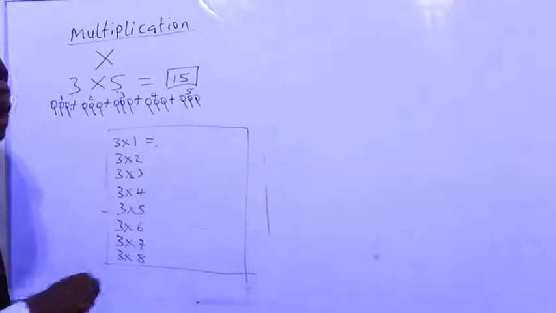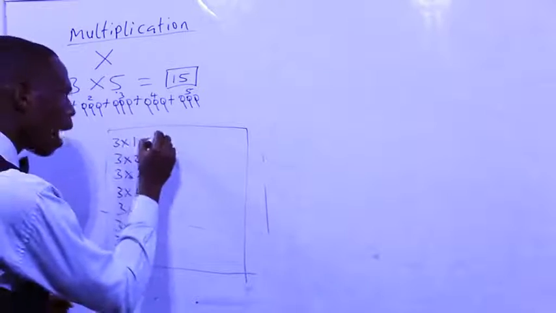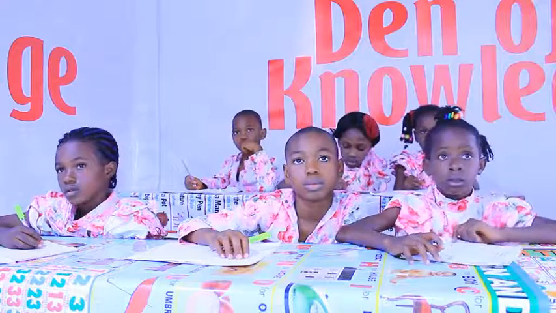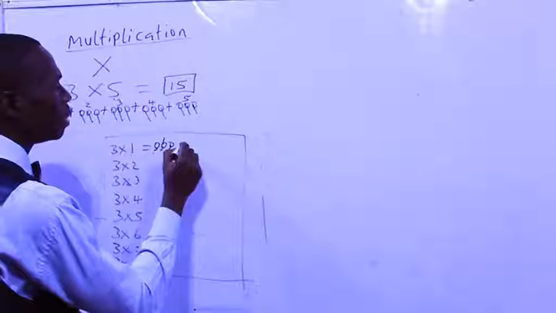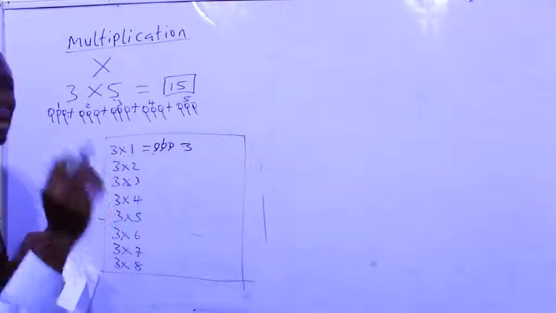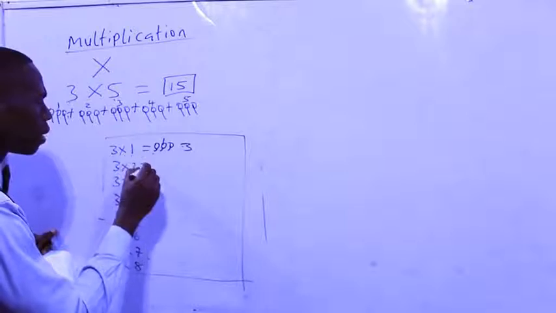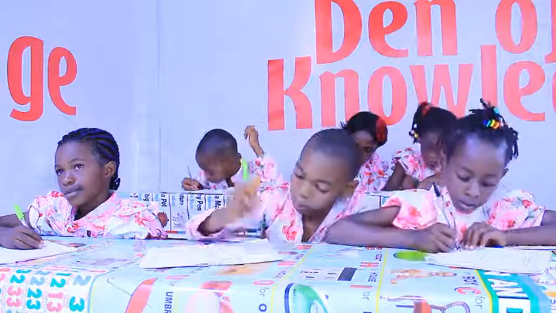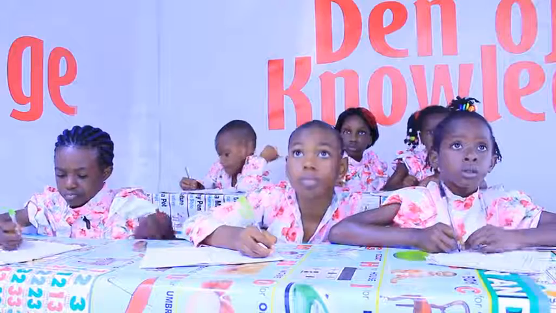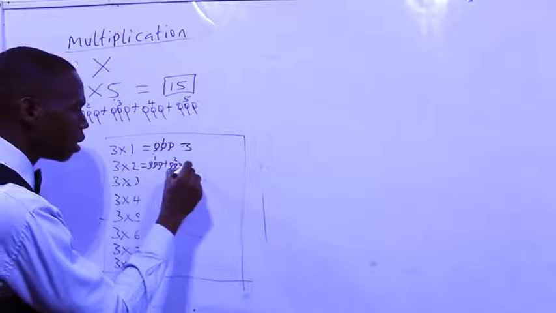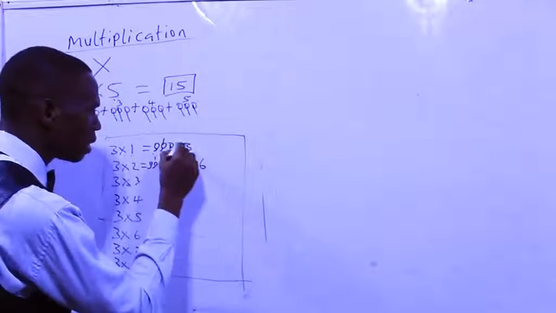Now 3 times 1. I will just count 1, 2, 3 into how many places? 1. Count together. 1, 2, 3. That means the answer is 3. 3 times 2 means we should add 3 into 2 places. We count 1, 2, 3. 1 plus 1, 2, 3. 2. Count together. 1, 2, 3, 4, 5, 6. That means the final answer is 6.